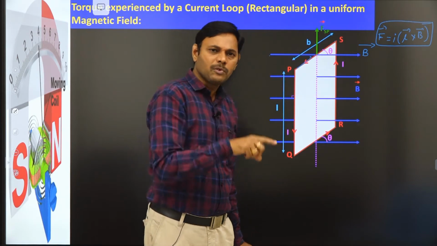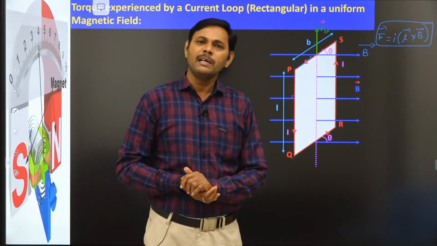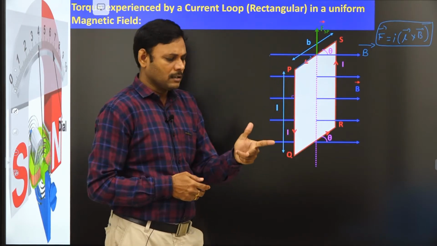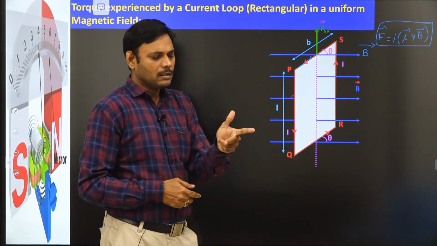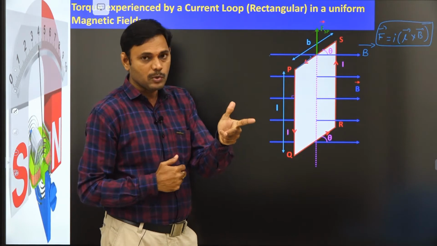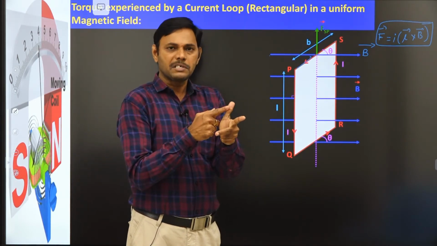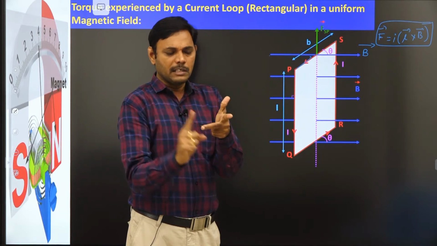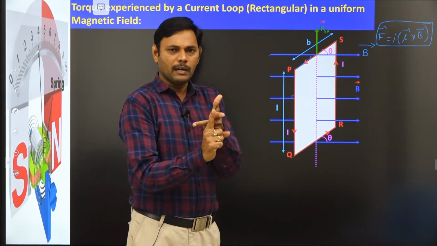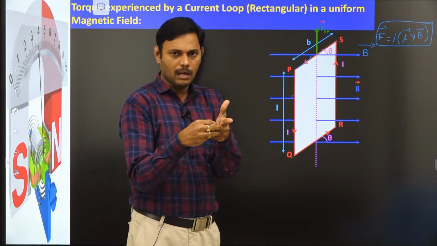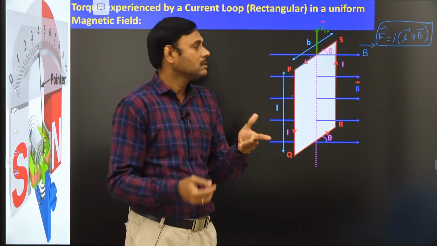The direction of force is given by Fleming's left hand rule. So take your left hand, put the three fingers in mutually perpendicular directions, then the thumb indicates F, the forefinger indicates B, and the middle finger of our hand indicates current.